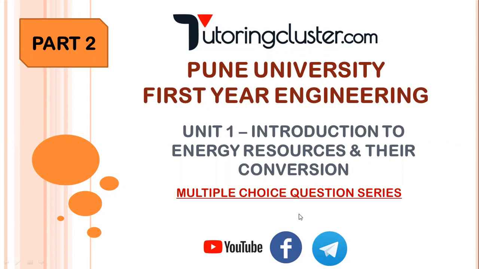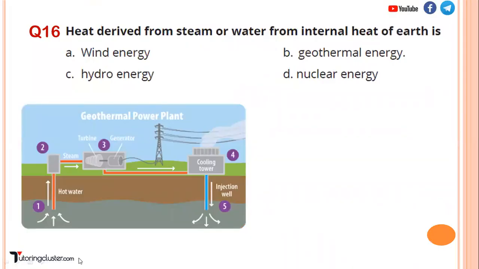So this is part number 2. Let us see what the different questions are, and let us learn something new from this part number 2. Definitely this series is going to be helpful for your exam preparation. Now, the first question is: heat derived from steam or water from the internal heat of earth is.